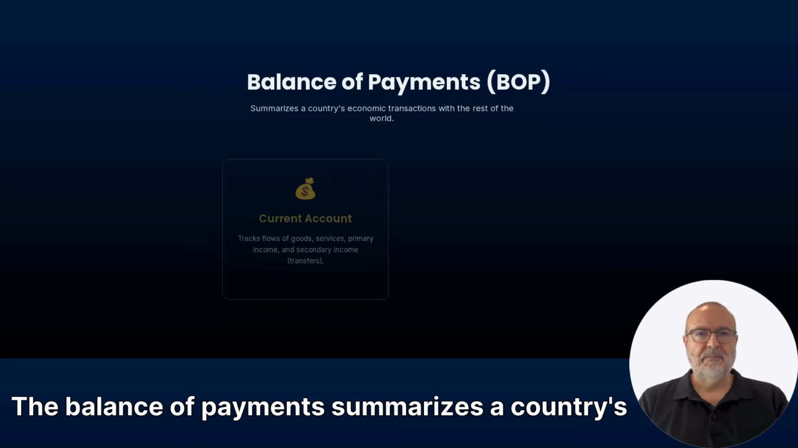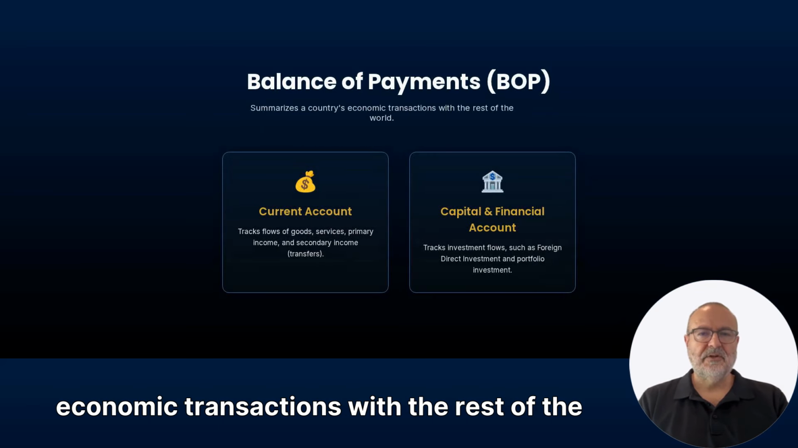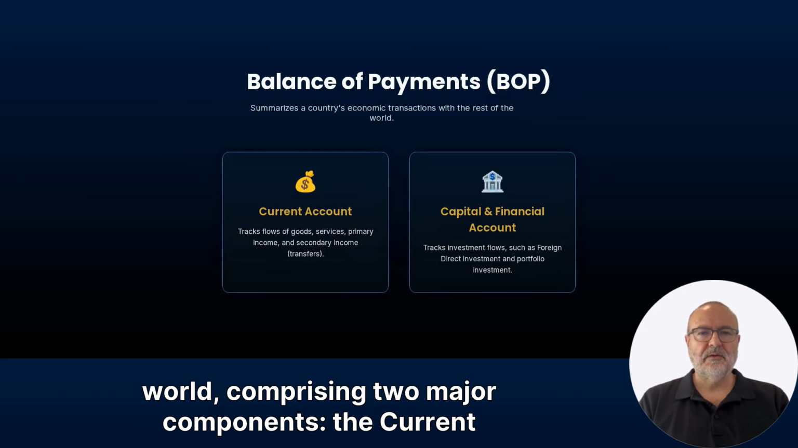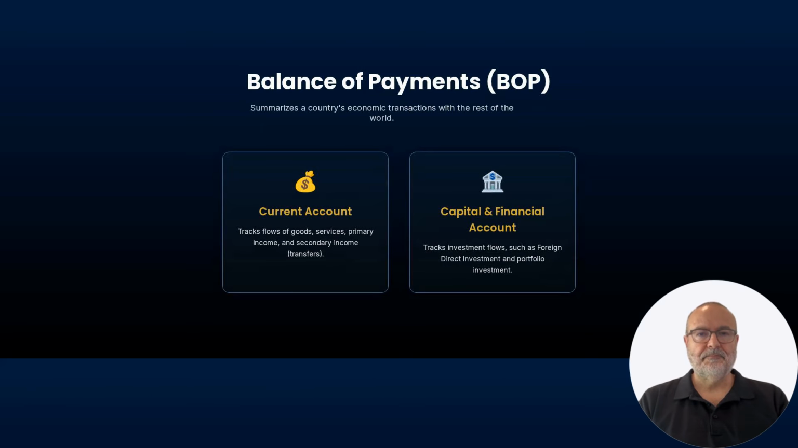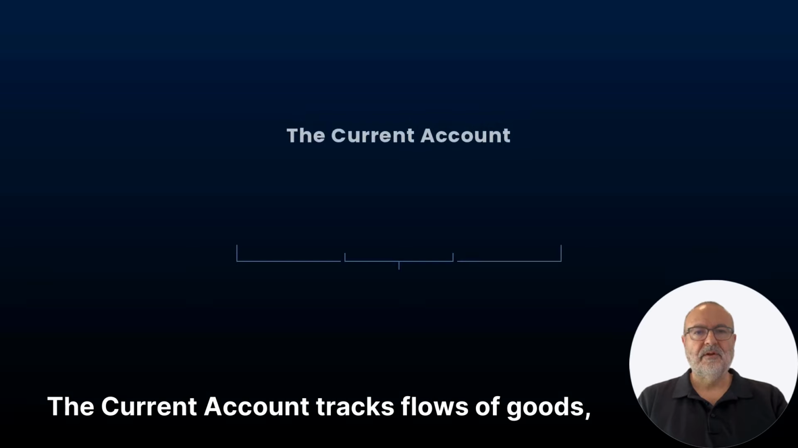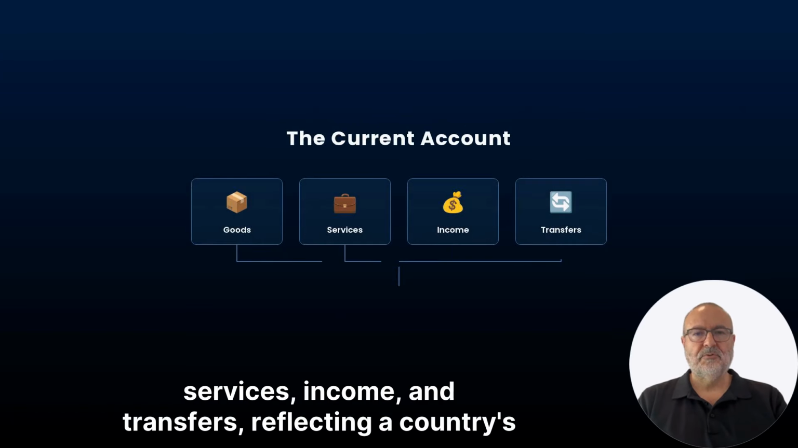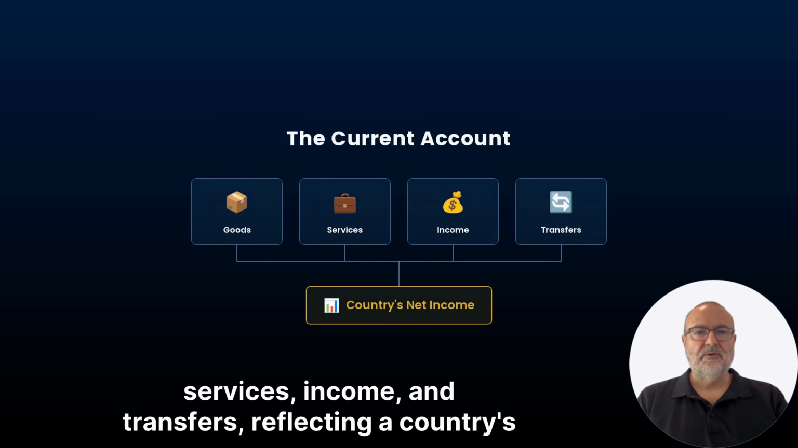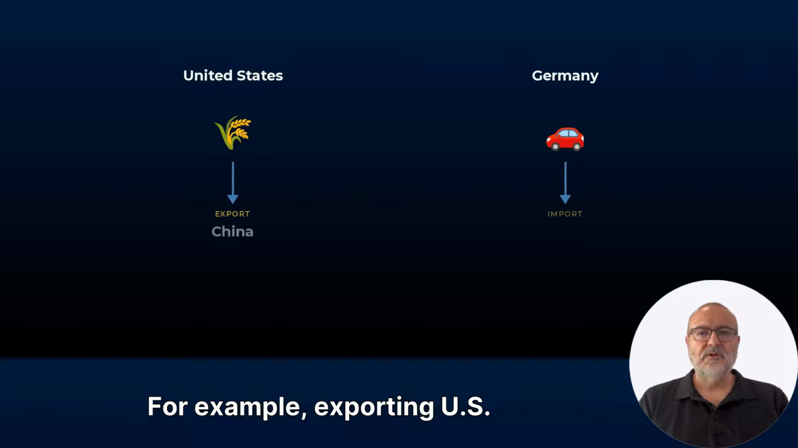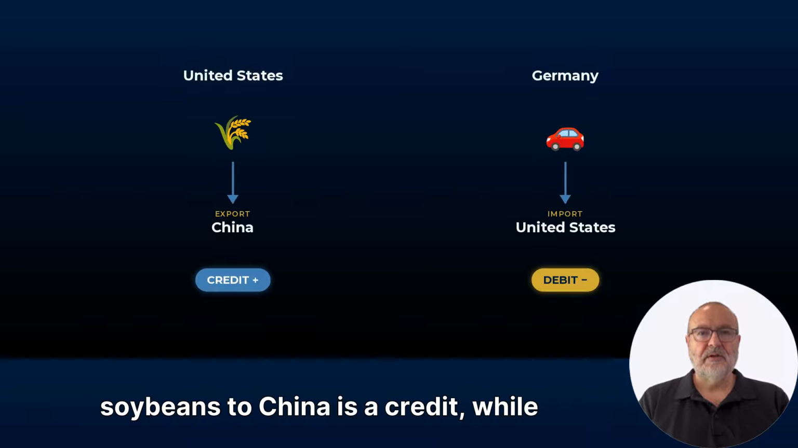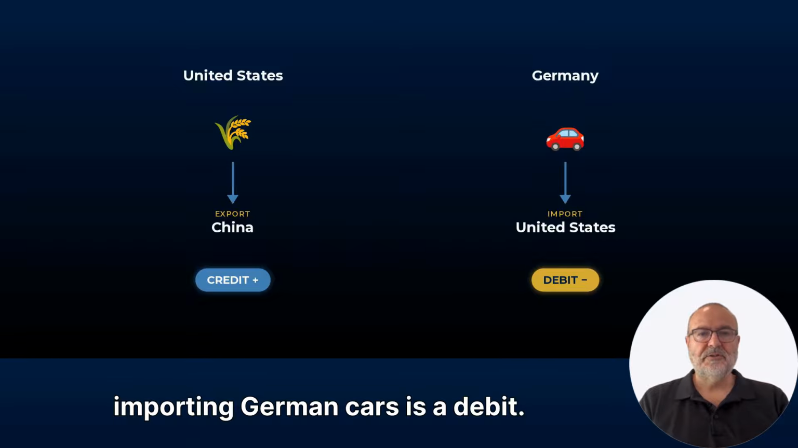The balance of payments summarizes a country's economic transactions with the rest of the world, comprising two major components: the current account and the capital and financial account. The current account tracks flows of goods, services, income, and transfers, reflecting a country's net income. For example, exporting U.S. soybeans to China is a credit, while importing German cars is a debit.